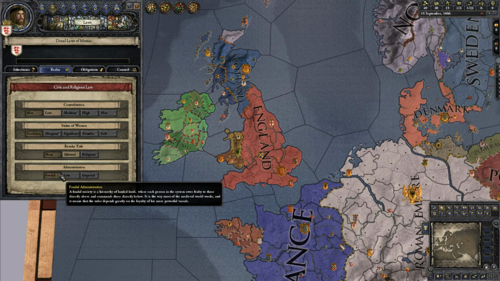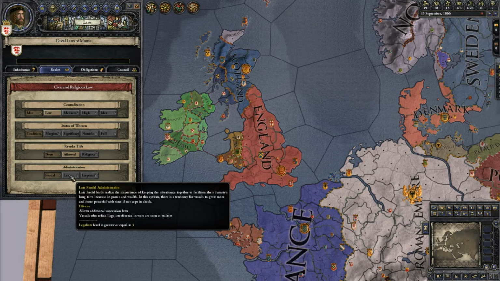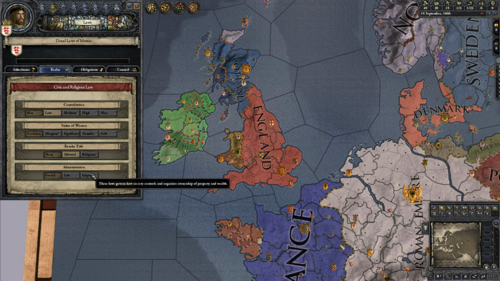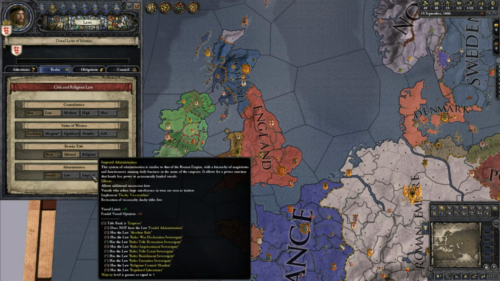Anyhow, administration. So feudal society is basic. Late administration allows additional succession laws, and vassals who refuse liege inheritance and interference in wars are seen as traitors. Okay. Then there's Imperial, which is what it sounds like. It's very far up the tech tree. We're not going to worry about it, because by that point you'll have most of the stuff understood. You need a lot of specific things to get it.